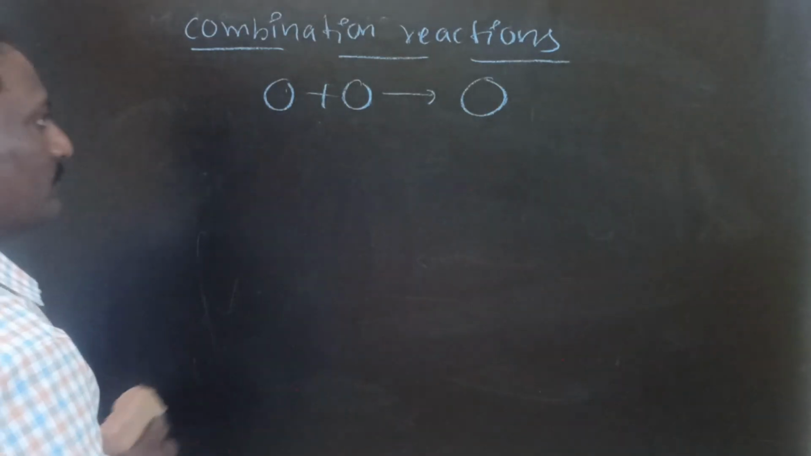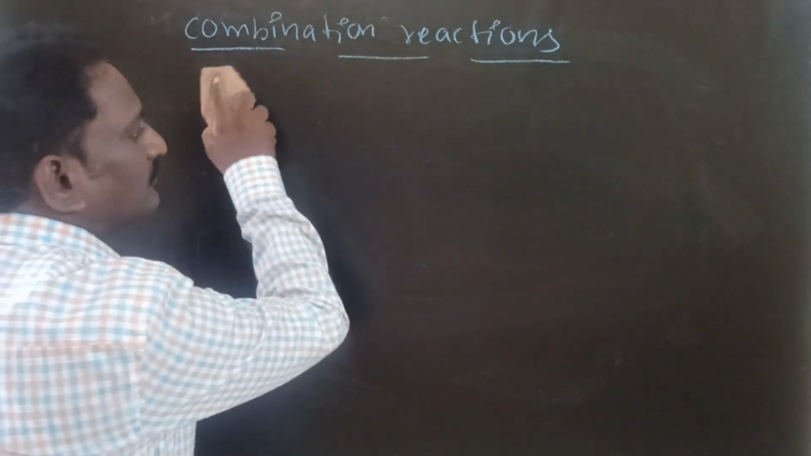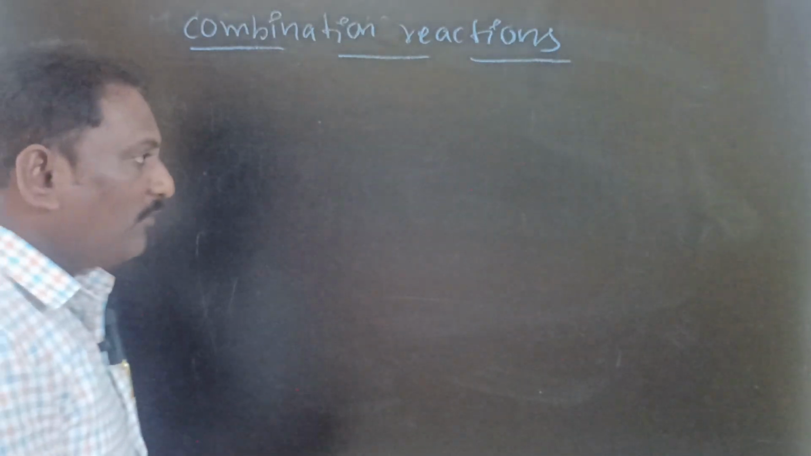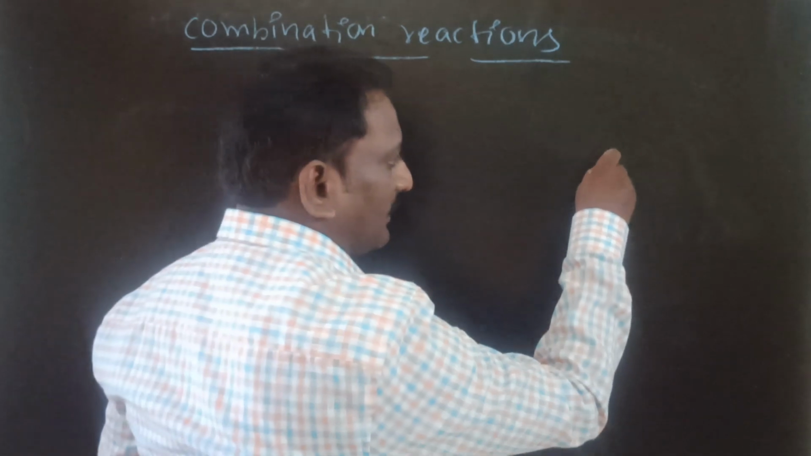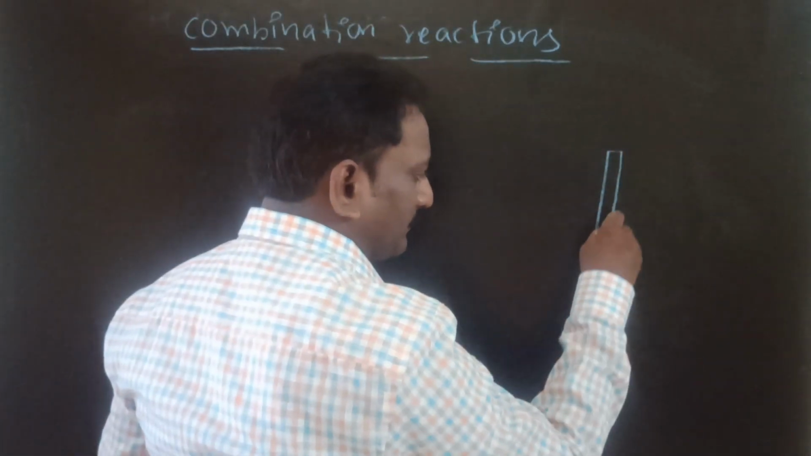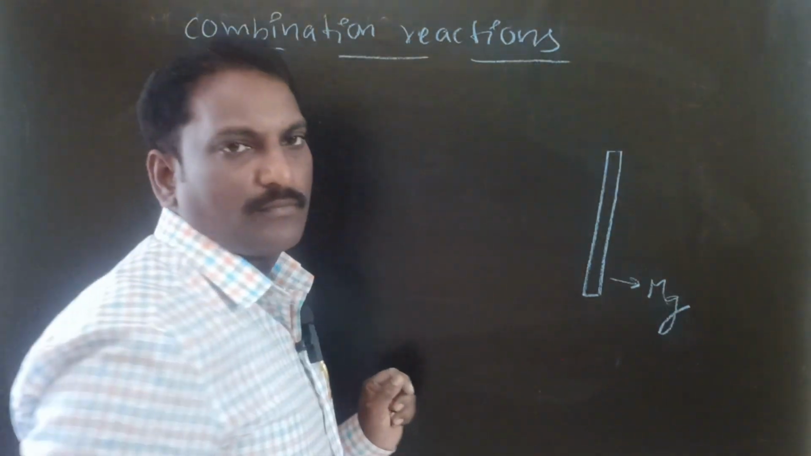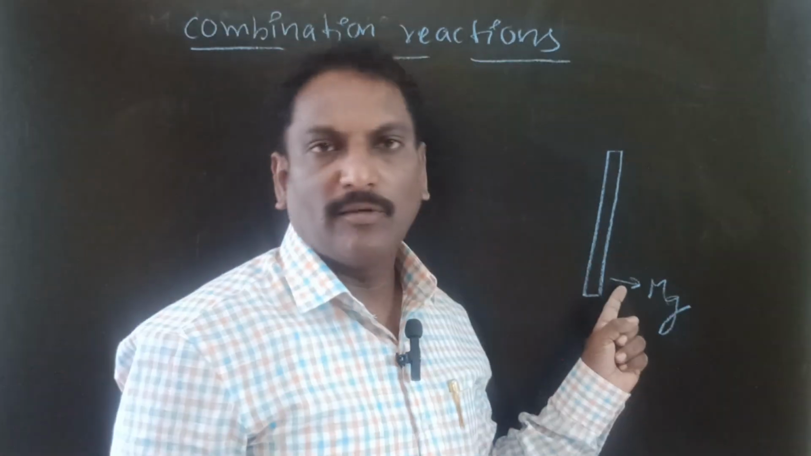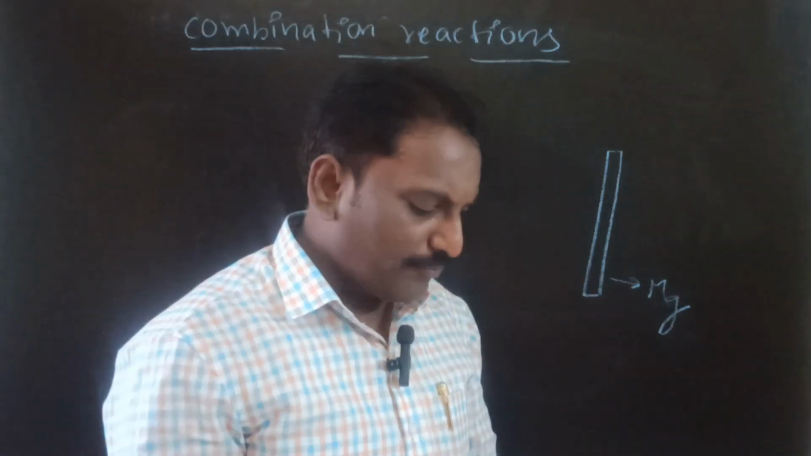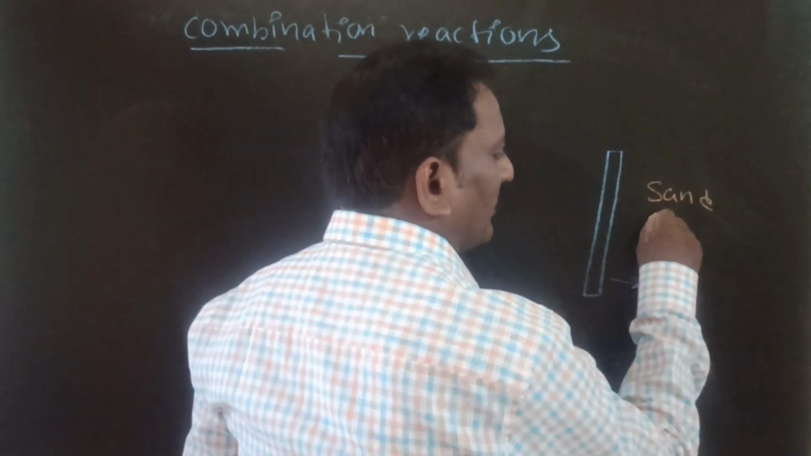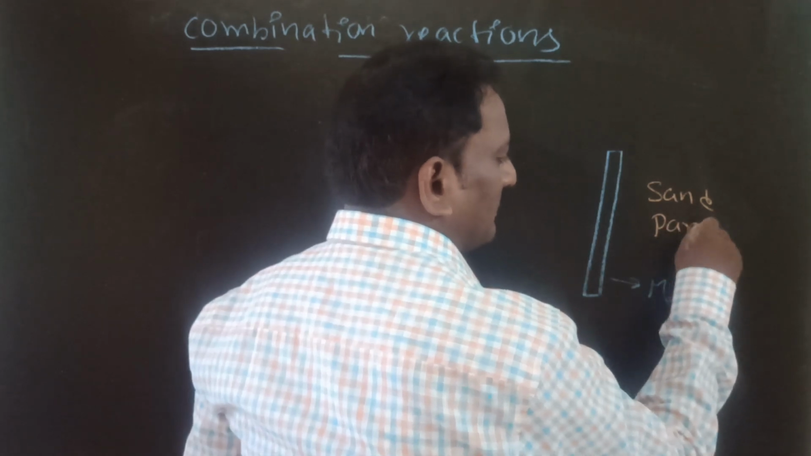Example: burning of magnesium ribbon. Let us take one magnesium ribbon. Magnesium is available in the form of ribbon. Before burning the magnesium ribbon, we need to rub it with sandpaper. What is the reason behind that?